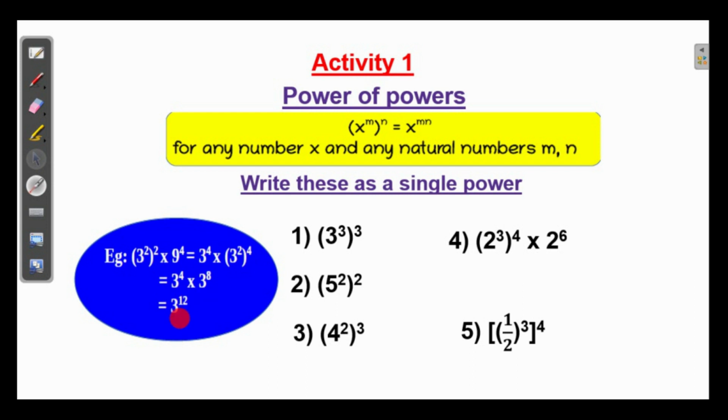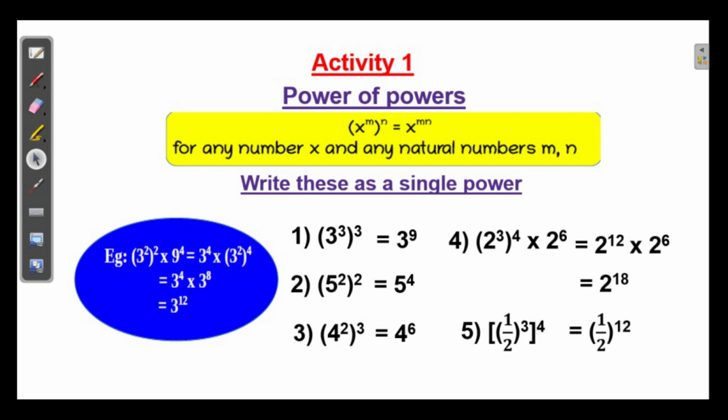3^12. Here (3^3)^3 is equal to 3^(3 into 3), yes, 3^9. Then 5^4 into 4^6, then 2^12 into 2^6, which is equal to 2^18, using the multiplication rule, 12 plus 6 is 18.